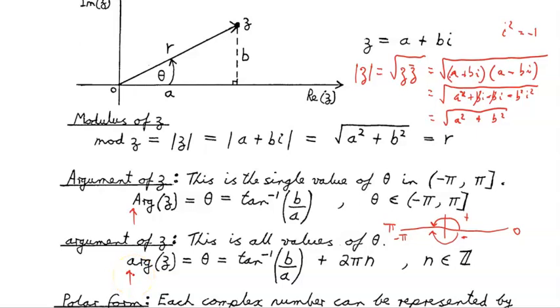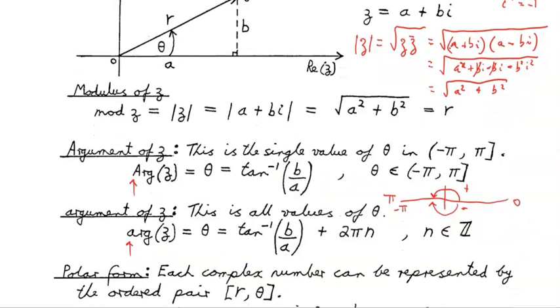Okay, that's inverse tan b on a plus 2 pi n, where n belongs to the integers, so it'd be plus and minus. The principal argument theta is inverse tan b on a. All right, we just need to unpack that a little bit with some examples.